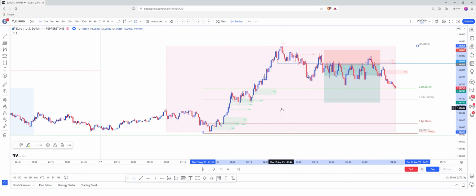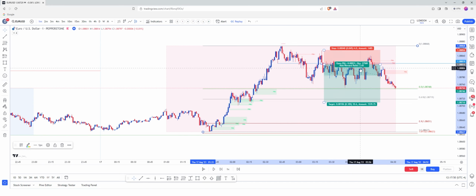Again, when trading ICT, we are looking for sells in a premium and we're looking for buys in a discount. Premium is anything above 50% of the range, so this area here. So this is where I'm looking for sells. Anything below 50% of the range, then I'm looking for buys.